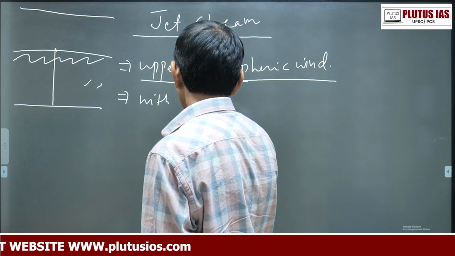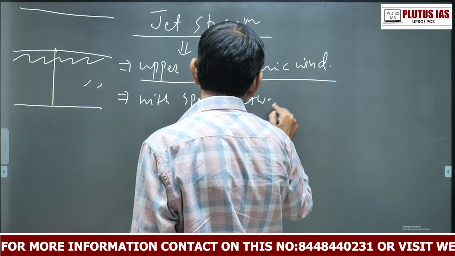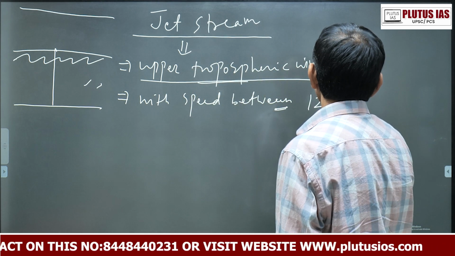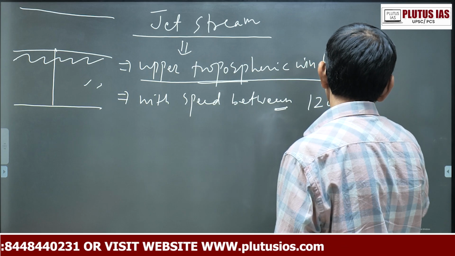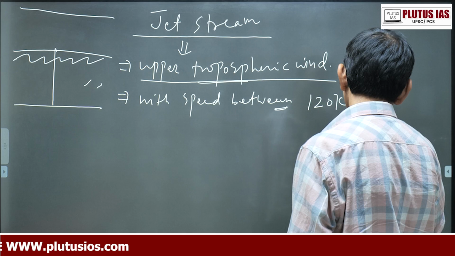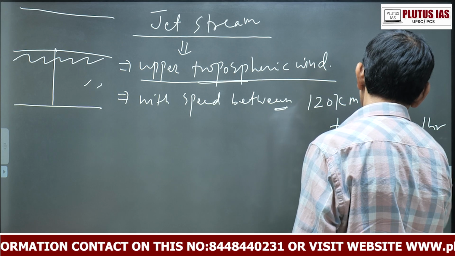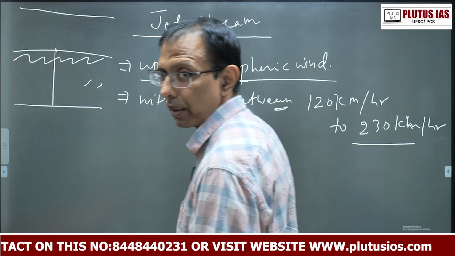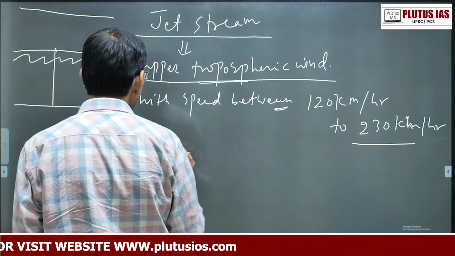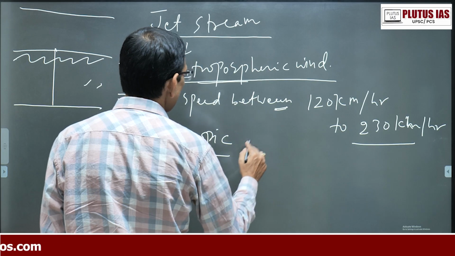With speed between 120 kilometer per hour to 230 kilometer per hour. So, high speed wind is there. This is geostropic in nature.